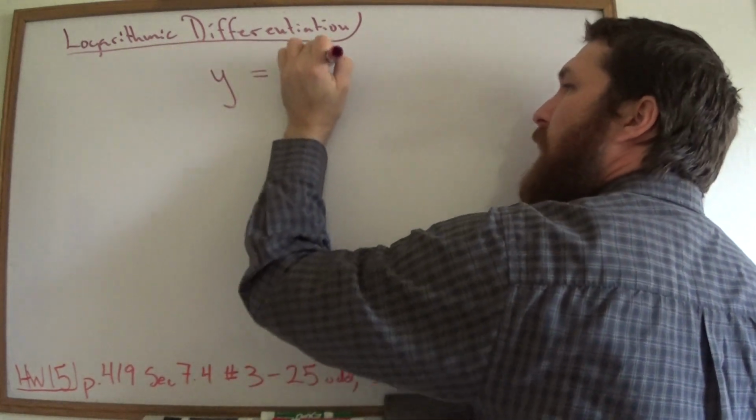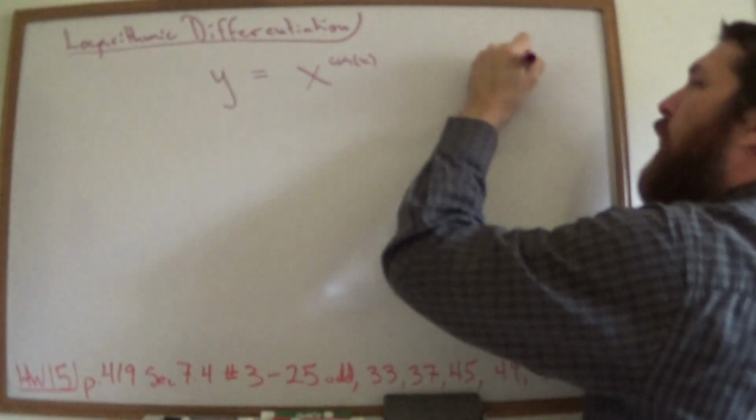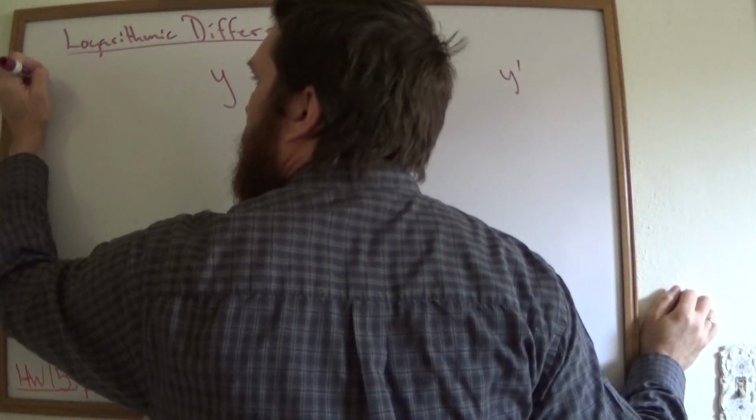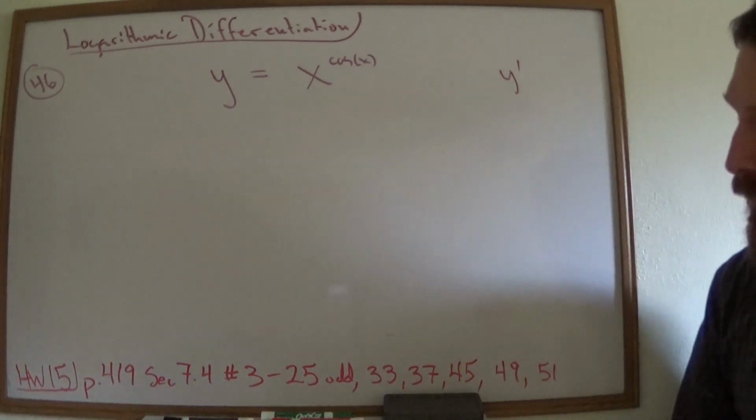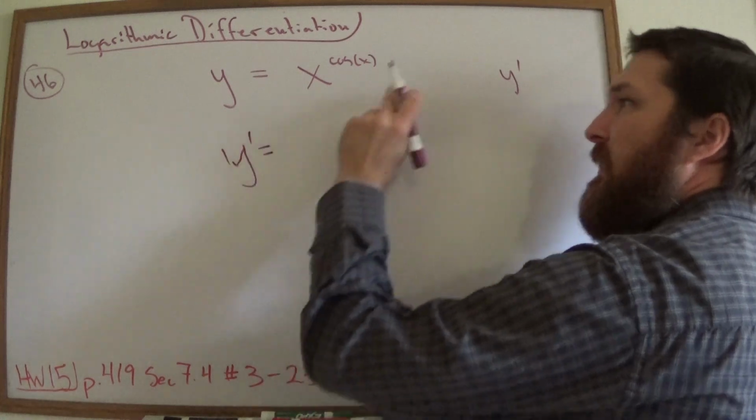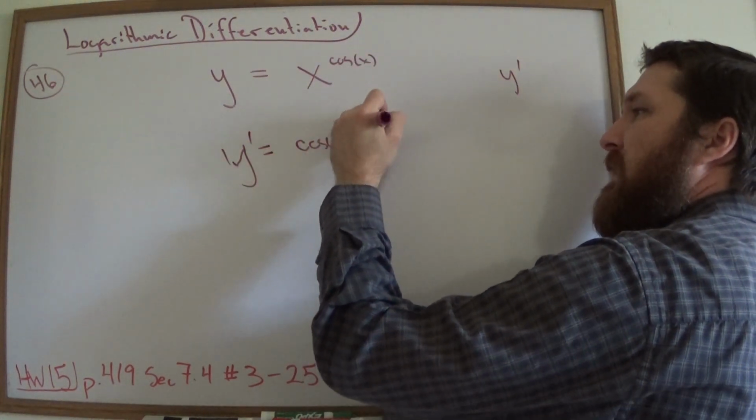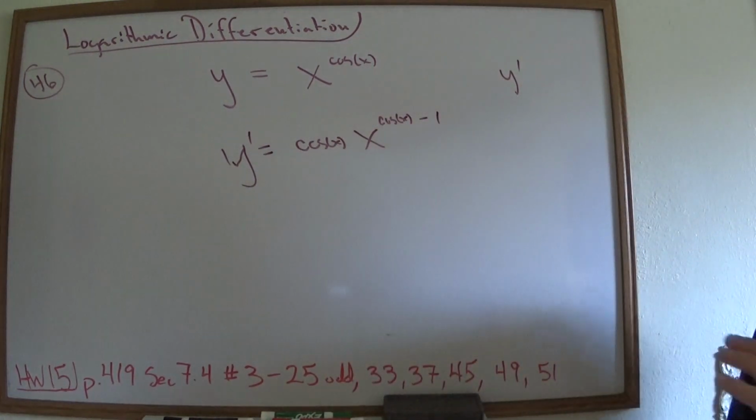We have x raised to cosine x, and we want to find what's y prime. This, by the way, is number 46 from the book. Now you might think, well, I know the rule for this. To take the derivative of this, the exponent drops down, and then this gets a minus 1, so it would be cosine x minus 1. And you'd be wrong.